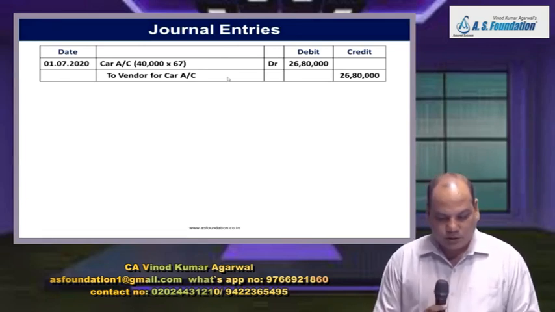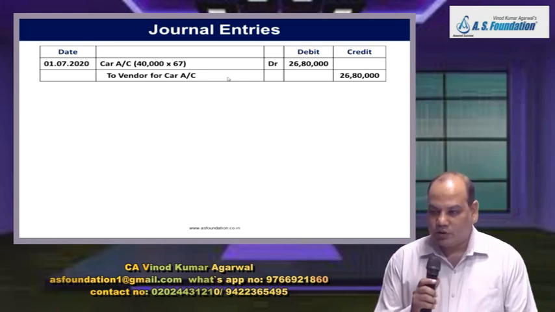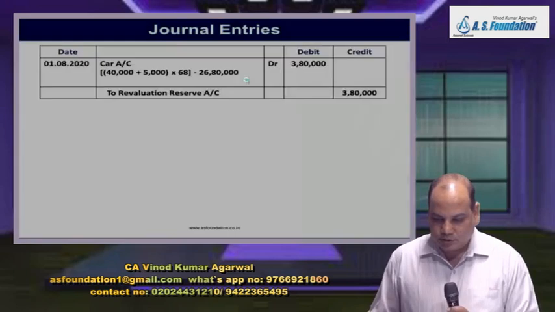Next, 1/7/2020. Purchased a car. Write in bracket, assume on credit basis. In the question, assume on credit basis. Car account debit 26,80,000. In bracket 40,000 into 67. To vendor for car account 26,80,000. Okay. Agreed? Yes.